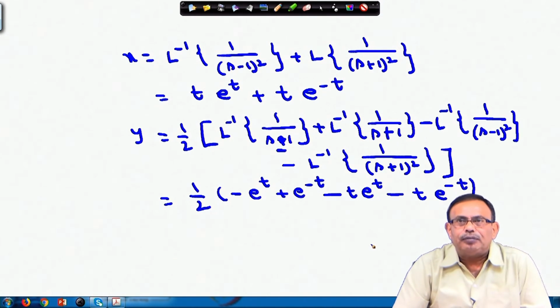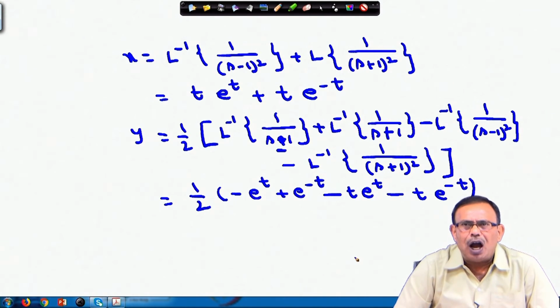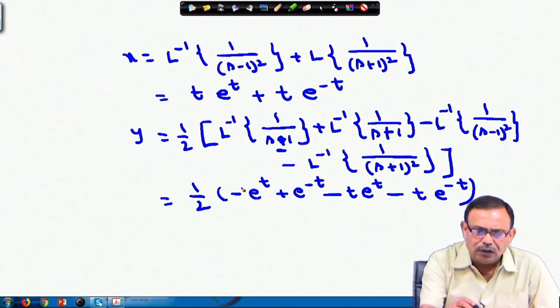So, like this way, whenever you have two simultaneous equations, I apply the Laplace transform on both of them, and I will get two simultaneous algebraic equations. Once I have two algebraic equations, I solve them and find the Laplace transform of x and Laplace transform of y. Once I have those, using the inverse Laplace transform, I can always find the value of x and the value of y.